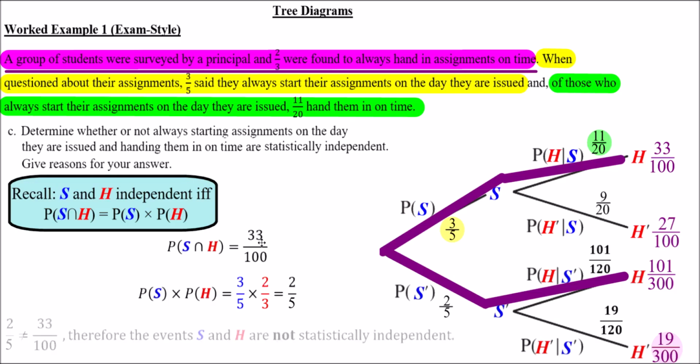Obviously not. So we just conclude by saying because these two probabilities are not the same, therefore the two events S and H are not statistically independent. If these two were equal, they would be statistically independent, but because they're not, they're not.